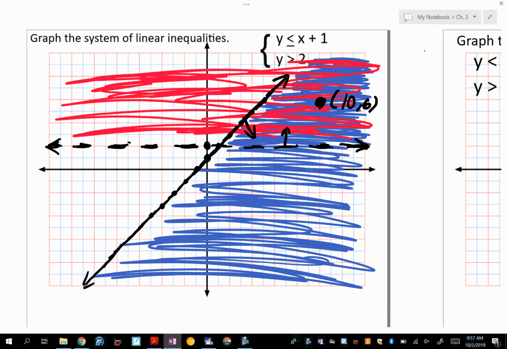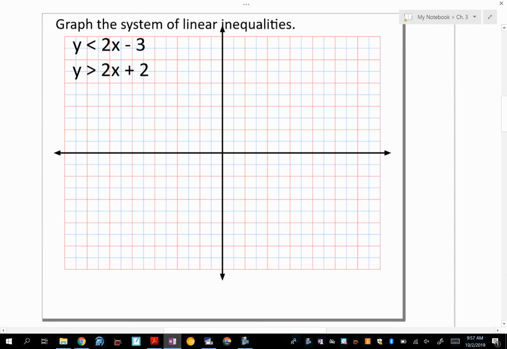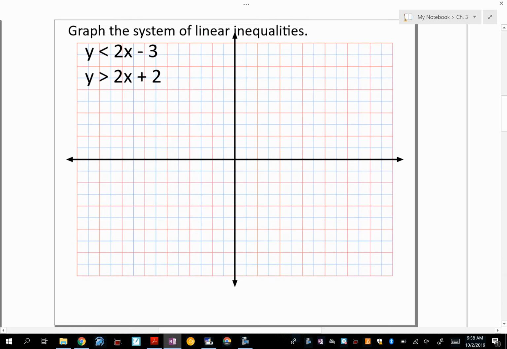Okay. Everybody good? Excellent. Let's do another one. Let's try this one. What do you notice about this system? They're both already in slope-intercept form. Great. Anything else you notice? The same slope but a different y-intercept, which means they're parallel lines.